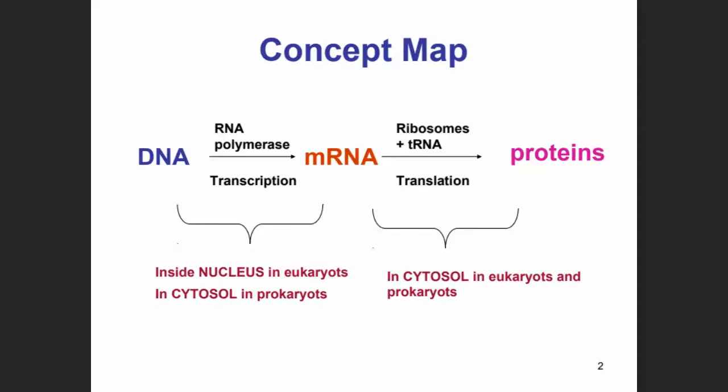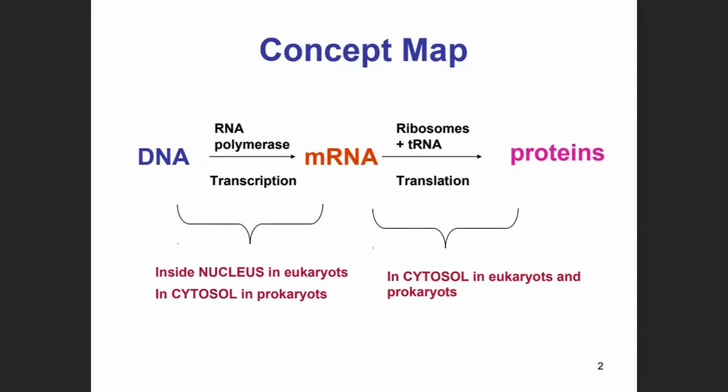As you can see in this slide, this is the concept map. There are two steps for gene expression: transcription and translation. Transcription happens in the nucleus. The DNA gets transcribed into a messenger RNA, mRNA, and then in the translation, where the mRNA is now in the cytoplasm, it gets translated into protein. Translation happens in the cytoplasm or cytosol.